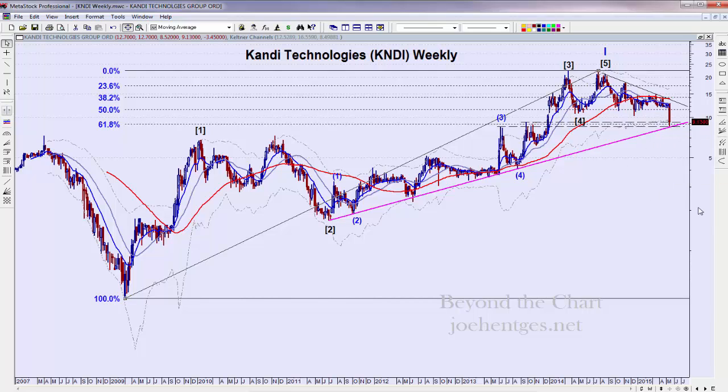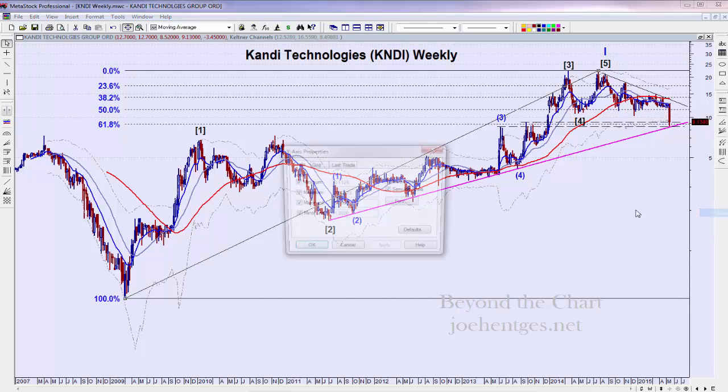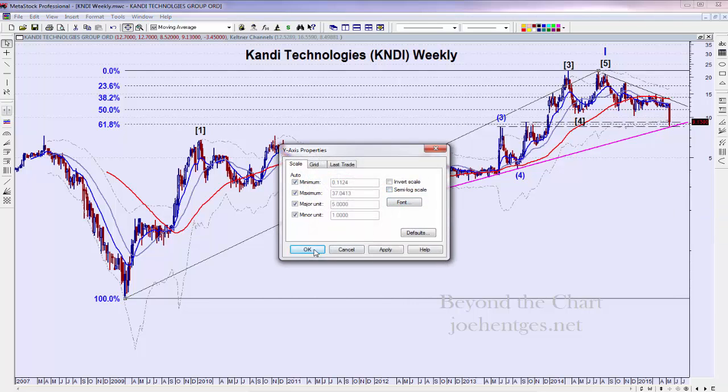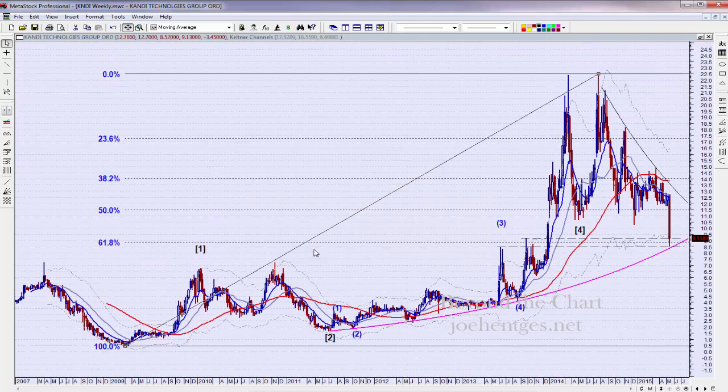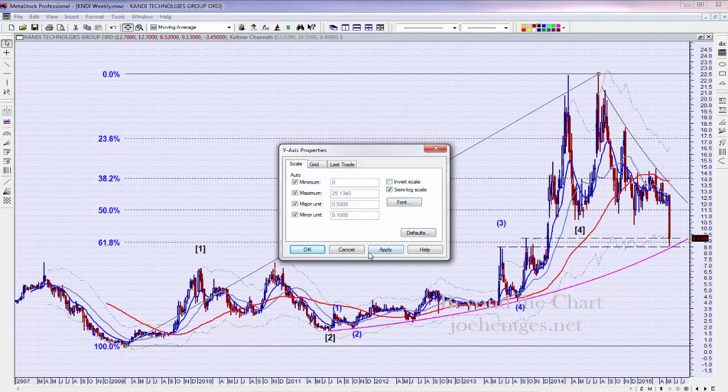Now you look at that and you say, well, why? It doesn't look like it. Well, let me take it off semi-log. Semi-log puts everything in percentage proportion. And here's an arithmetic chart, and you can see that, yes, this has corrected 61.8%. Pretty dramatic pullback in a fairly short period of time. Let me go back to the semi-log.